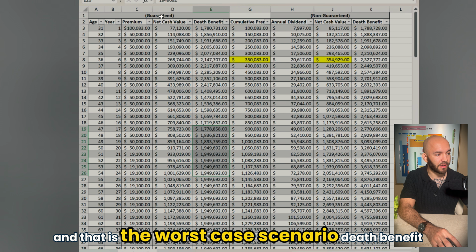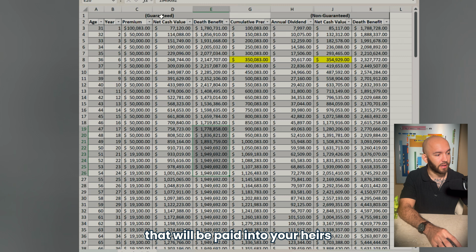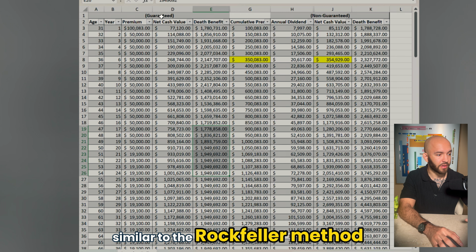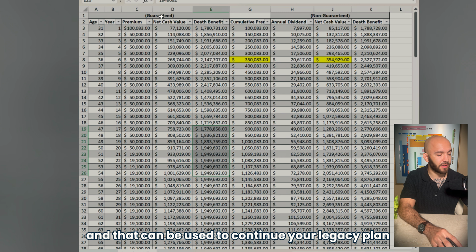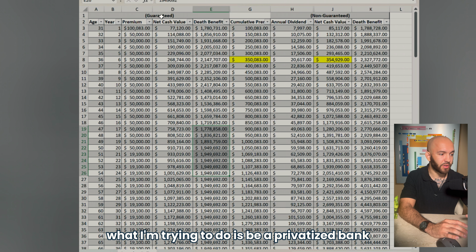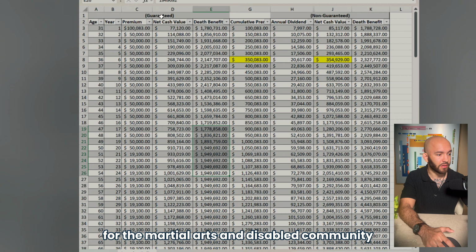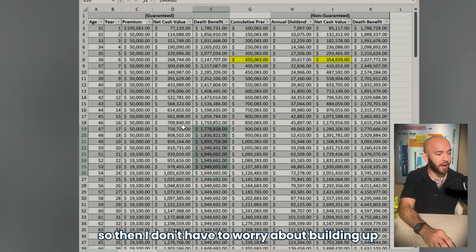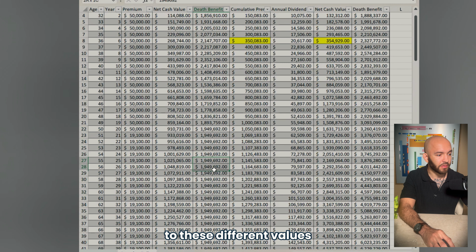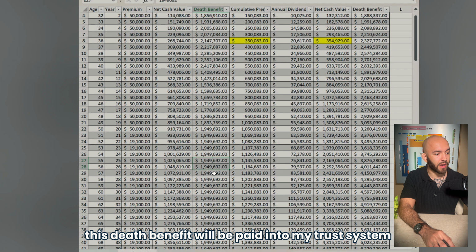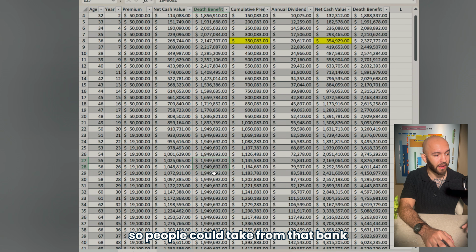And that is the worst case scenario death benefit that will be paid to your heirs when you graduate. And if you don't have any heirs, like let's say if you're not having kids, you could put this into your trust system similar to the Rockefeller method, and that can be used to continue your legacy plan as you're going through your wealth building journey. If you know me, what I'm trying to do is be a privatized bank for the martial arts and disabled community. So then I don't have to worry about building up to these different values. This death benefit will be paid into my trust system and it'll act as a privatized bank so people could take from that bank and not have to go through the normal traditional financing routes.